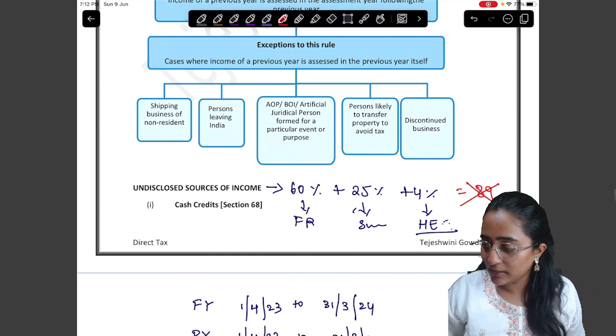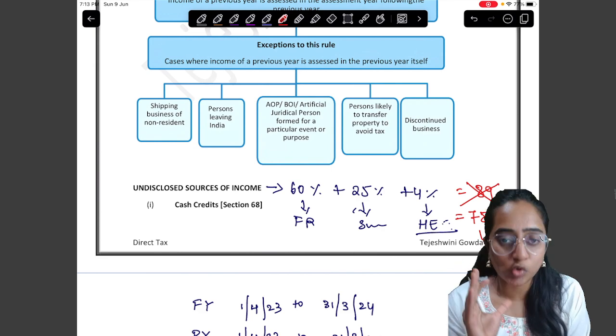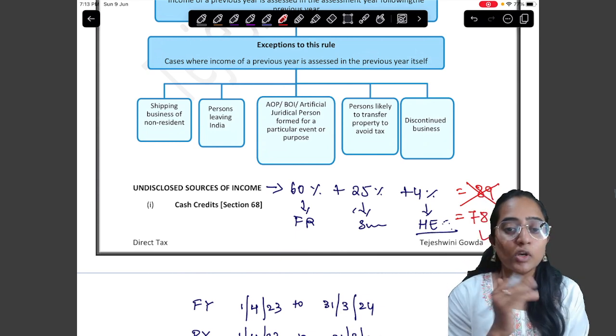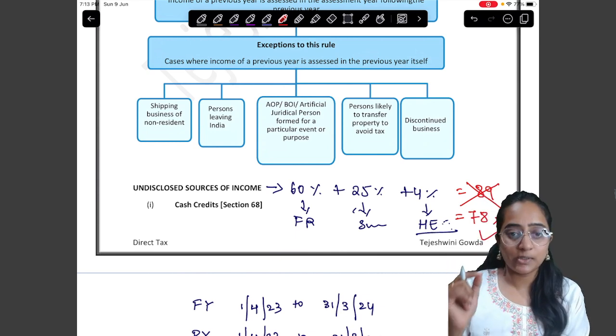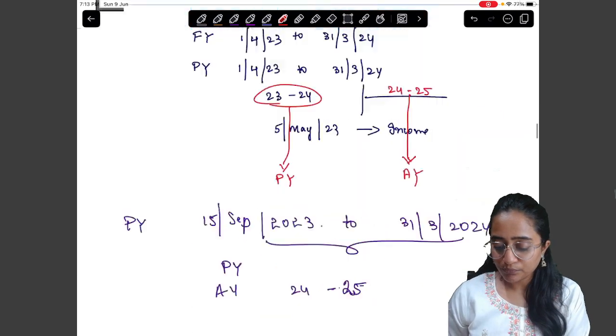First add 60% plus 25% plus 4%. The total effective tax percentage of undisclosed source of income is going to be 78%. Remember, it's going to be how much? 78%. This is your undisclosed source of income for that matter.